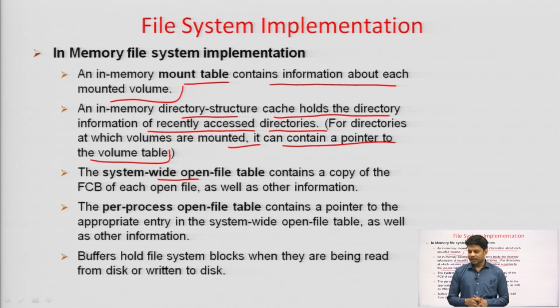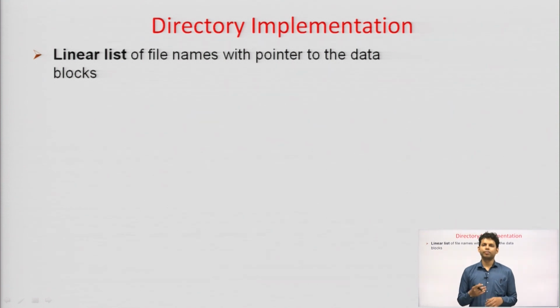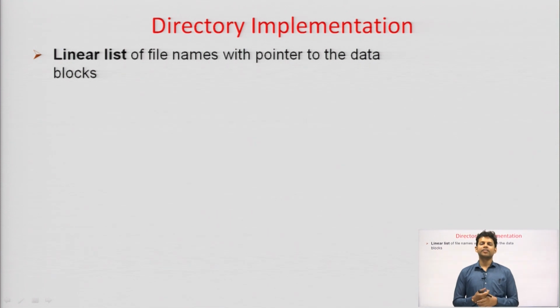Buffers hold file system blocks when they are being read from disk or written to disk. Now let's see about directory implementation. What are the ways that we can implement the directory? So there are two ways. First is your linear list and another is your hash. Okay, so what is this linear list?